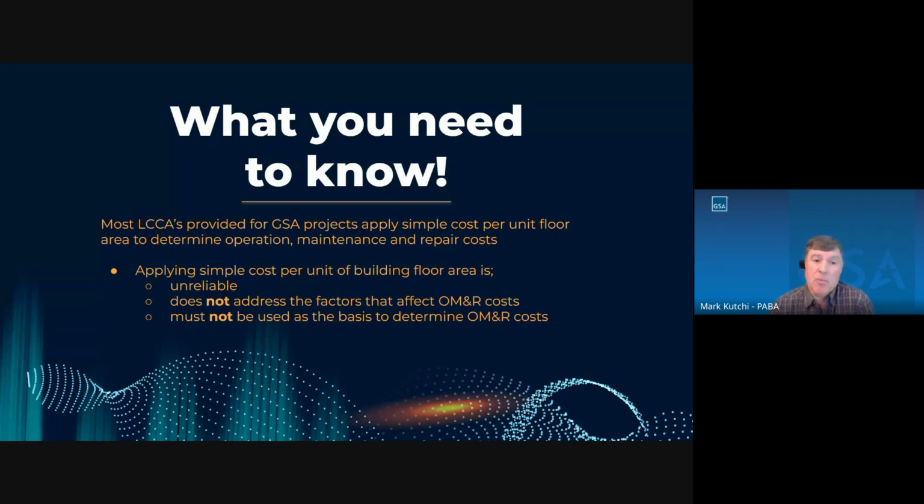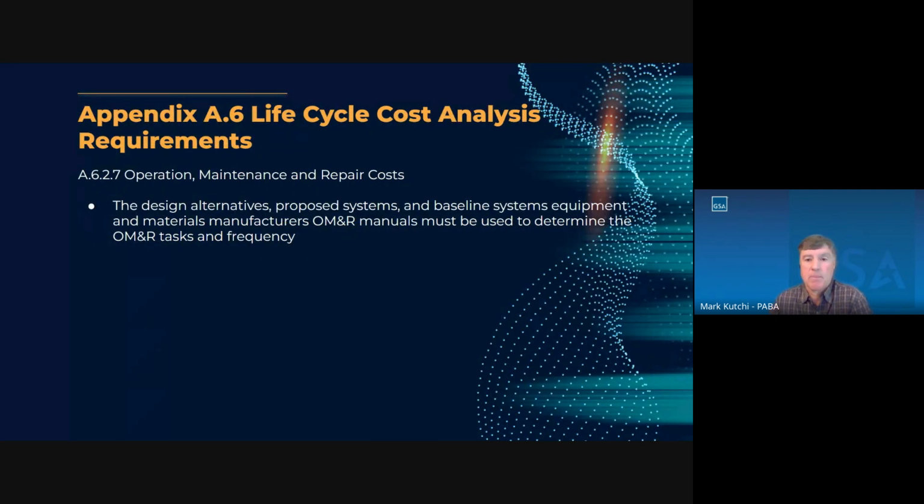Okay, again, what you need to know. Most life cycle cost analysis provided for GSA projects applies simple cost per unit floor area to determine operation, maintenance, and repair cost. This is the problem. Applying simple cost per unit floor area is unreliable, does not adjust for the factors that affect operation, maintenance, and repair cost, and must not be used as a basis to determine operation, maintenance, and repair cost. So the appendix explains and spells out the requirements to get more accurate operation, maintenance, and repair costs.